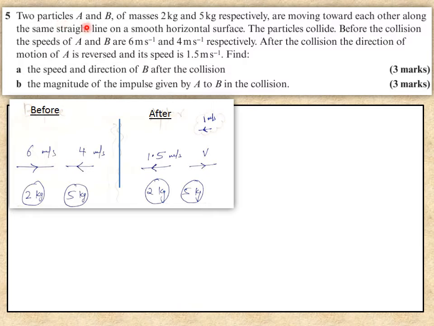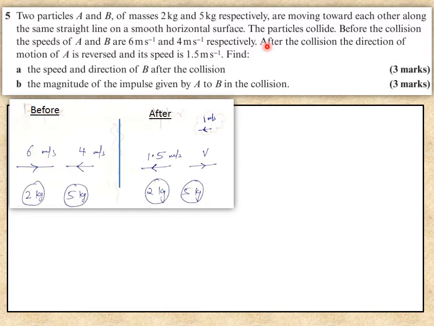The question says two particles A and B. Again, as I said, I'll draw a line, like this, before and after. So they are two particles of mass 2 kg and 5 kg. Now they are moving towards each other. This is very important: towards each other. So the arrows are towards each other, going in opposite directions.